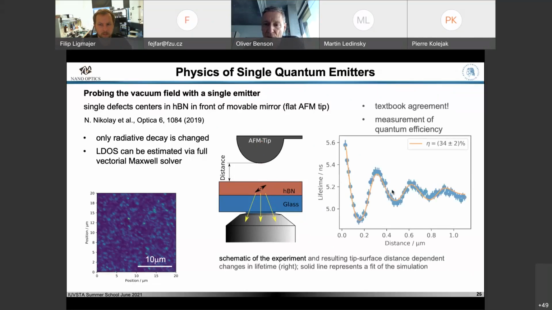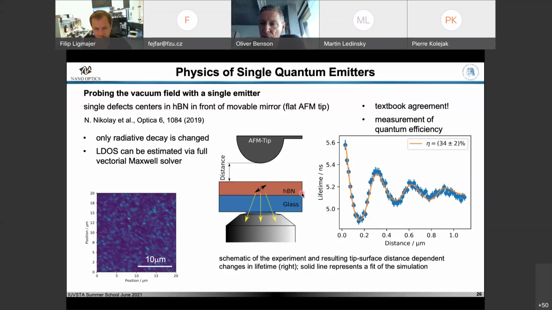And the result looks like this, and this really reflects the standing wave vacuum field. So this is the distance now of this tiny mirror from the defect, and you see it has this oscillatory behavior. And this solid line is just the theoretical curve, what you would expect. And it's a very nice textbook agreement. And it fades out because it's not a monochromatic field. That's the reason, yeah.